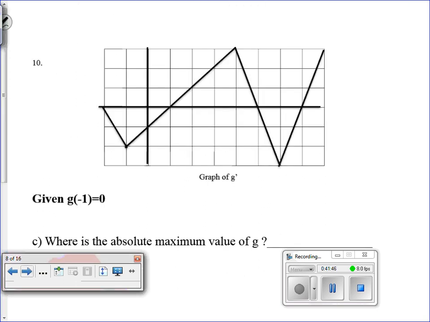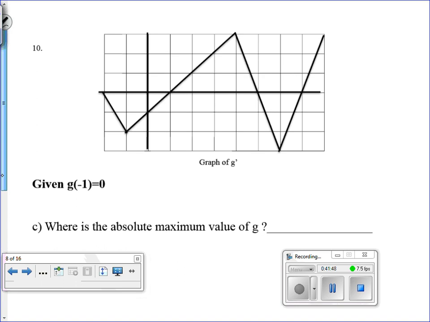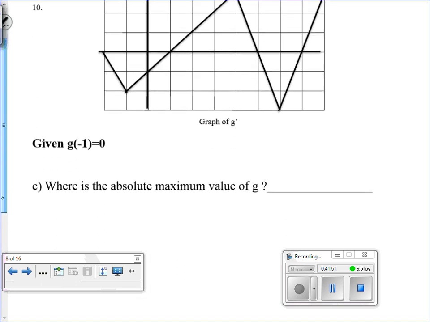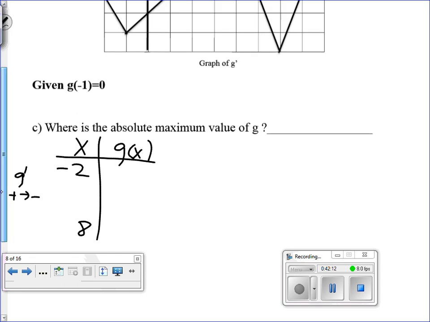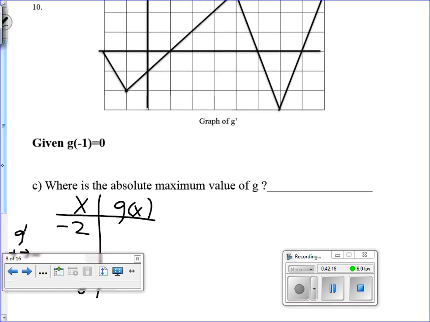Next part. Where is the absolute max of g? For an absolute max, you have to figure out the value of g at the endpoints, so that's -2 and 8. And an absolute max could occur at an endpoint or where the derivative changes from positive to negative. If we look at the graph to see where the derivative goes from positive to negative, that occurs at x equals 5. It's just one value we've got to consider.